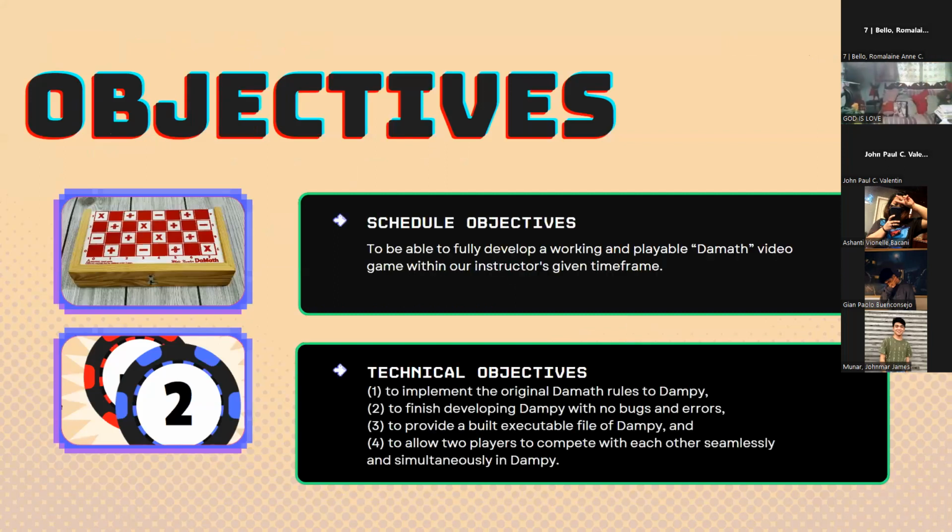So for our project's objectives, our scheduled objective is to be able to fully develop a working and playable DAMAT video game within our instructor's given time frame. Our technical objectives include 4 items: to implement the original DAMAT rules to DAMPI, to finish developing DAMPI with no bugs and errors, to provide a built executable file of DAMPI, and to allow 2 players to compete with each other seamlessly and simultaneously in DAMPI. So next slide, please.